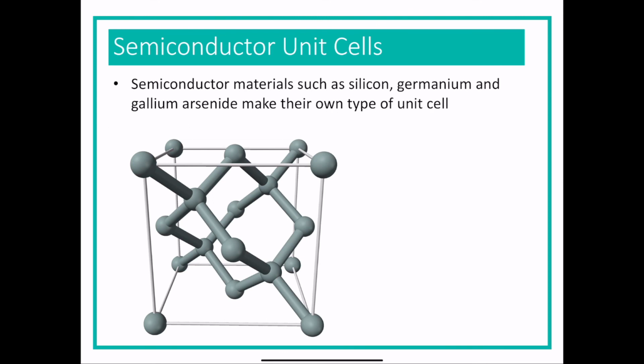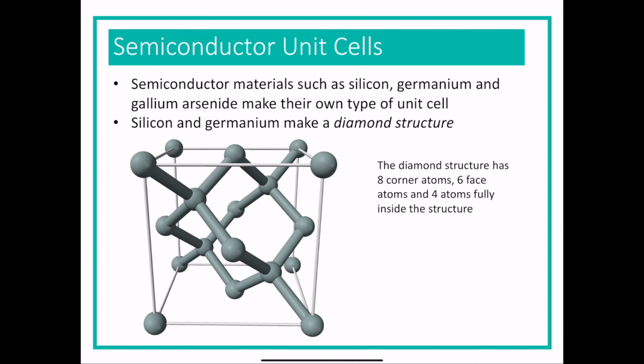If you look at it and turn it around, you'll see that it looks different depending on what side you look at. If you look at it from the top, from an angle, from the middle or the edge, they all look different depending on what way you're looking at it. This is known as a diamond structure, and this is what silicon and germanium make. I'll explain in a minute.